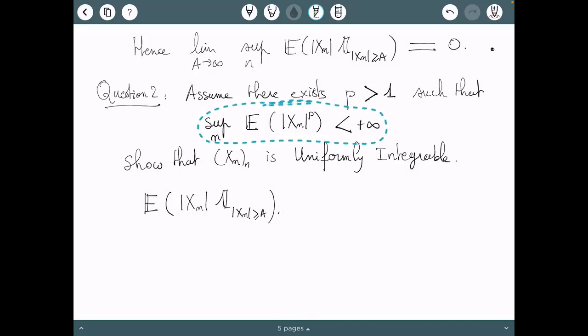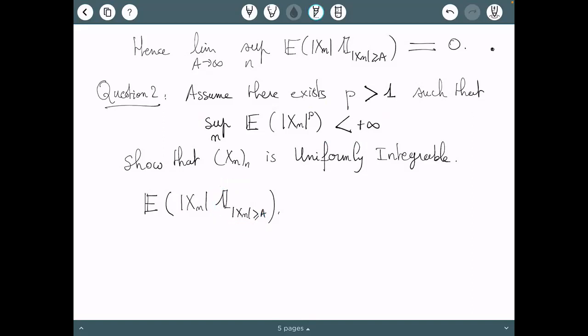You have to bound some product of, you see, it is a product of this random variable with this random variable. What kind of inequality do you know to bound the expectation of a product of random variables? Cauchy-Schwarz, yes. Okay, Cauchy-Schwarz.